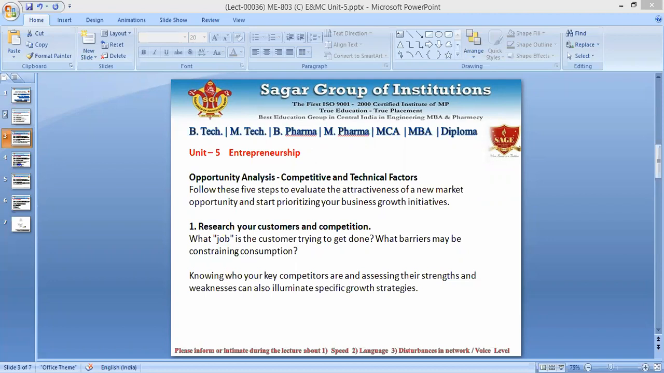Okay, now we have 5 steps to evaluate the attractiveness of a new market opportunity and prioritize business growth initiatives. So, first of all, we have research about your customer and competition. When we analyze both customer and competitor, you need to evaluate whether the demand for a product or service is real, and whether expansion into the new potential market is worth it for my company or not. Then identify the customer segments that share common characteristics such as age, gender, education, income, occupation, residence place, and other variables that may affect lifestyle and values.